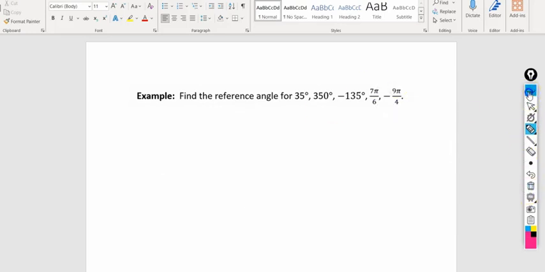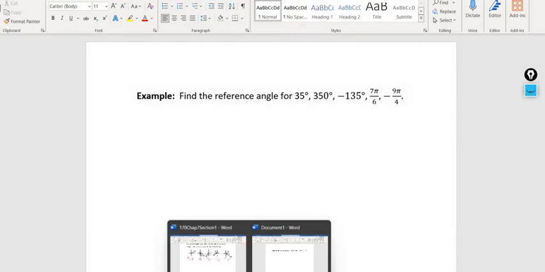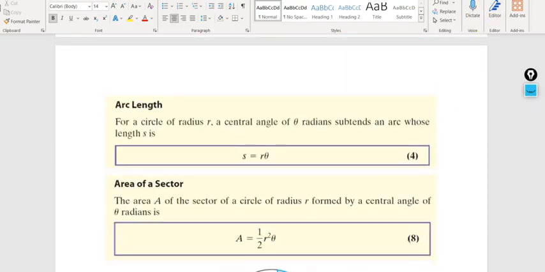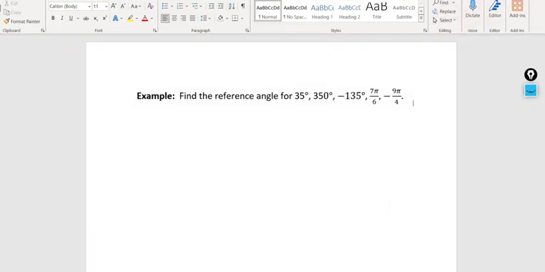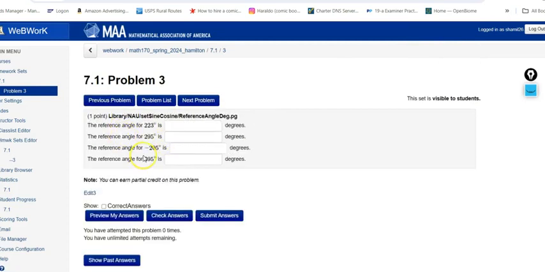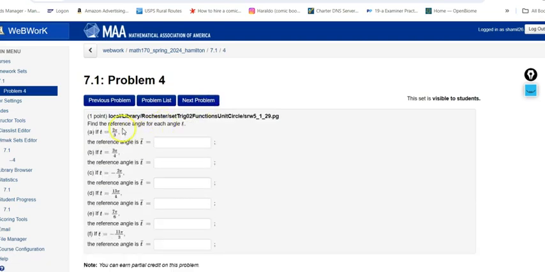Okay, and so we can come back over here. Everyone should be able to get these. You should draw those and work out which quadrant they're in, and then work out what the reference angle is. You should draw each of these, work out which quadrant they're in, then draw the reference angle and work out what that is.